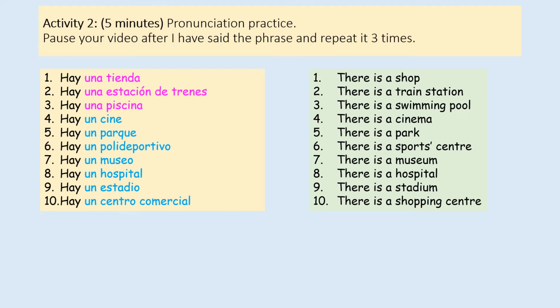Okay, now using the same vocabulary, we're now going to do some pronunciation practice. So after I say each phrase, please pause your video and then repeat the phrase 3 times. Número 1. Hay una tienda. Pause your video to repeat this 3 times. Número 2. Hay una estación de trenes.